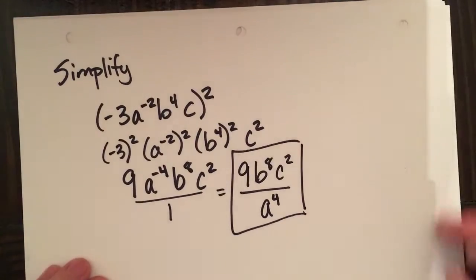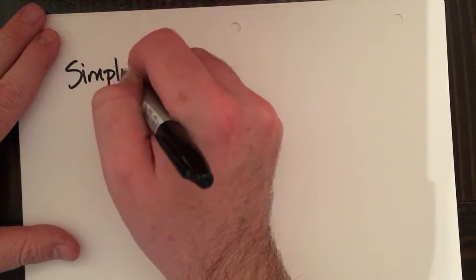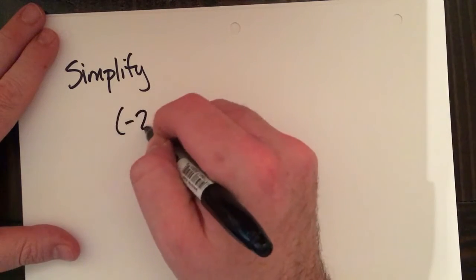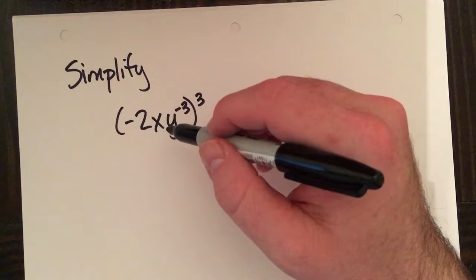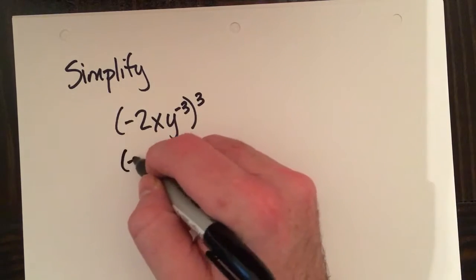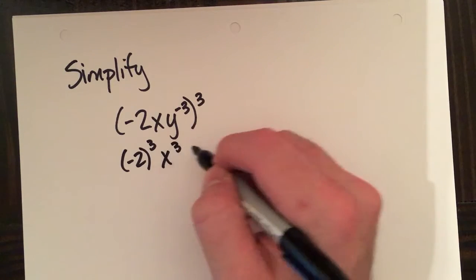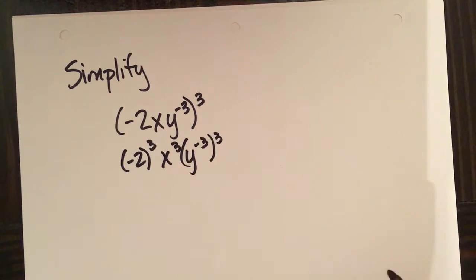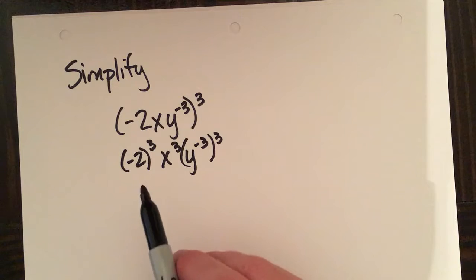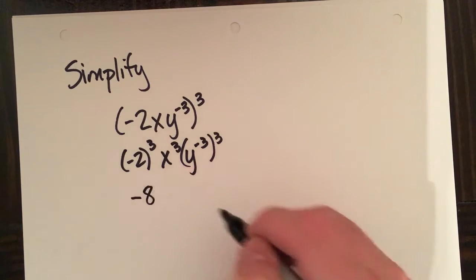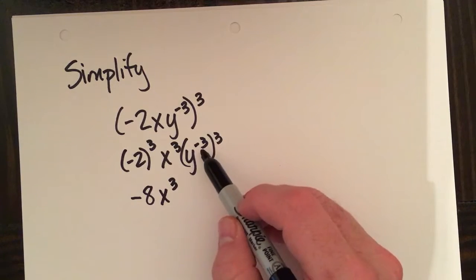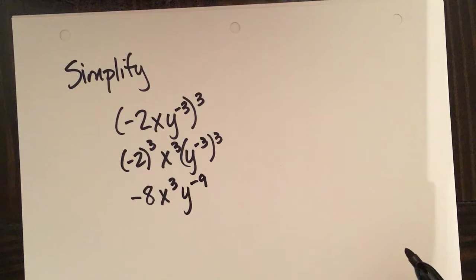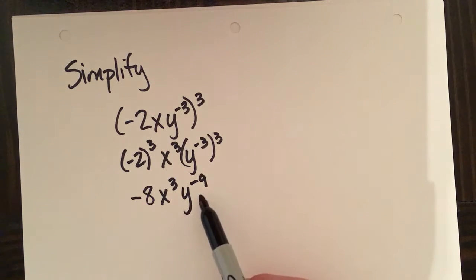All right, last one. Okay, there's no addition or subtraction going on inside, so we can distribute the exponent. That becomes negative 2 to the 3rd, x to the 3rd, y to the negative 3 to the 3rd. Negative 2 to the 3rd is negative 2 times negative 2 times negative 2, which would be negative 8. X to the 3rd stays x to the 3rd. Power to a power you multiply, so y to the negative 3rd to the 3rd becomes y to the negative 9. Okay? The only problem is this negative exponent, so that needs to go to the bottom.